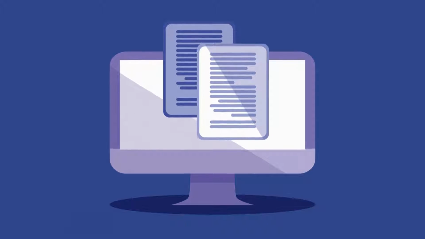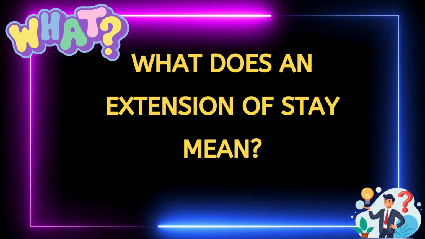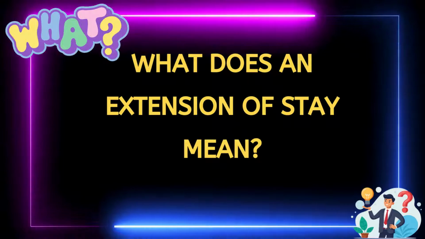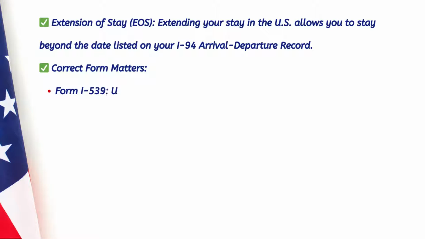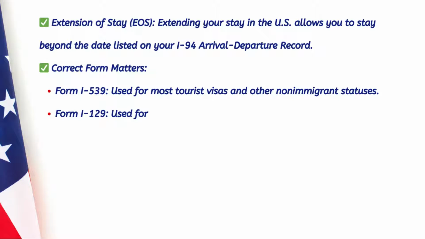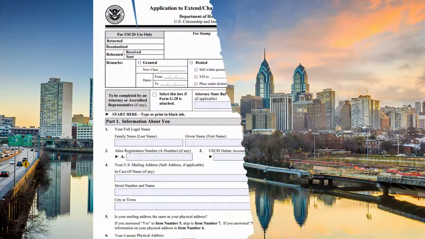So let's get started, but first let's understand what an extension of stay means. Friends, extending your stay in the United States, which is officially called extension of stay, EOS, allows you to stay beyond the date listed on your I-94 arrival departure record. To do this, you must apply with the right form depending upon your type of visa.